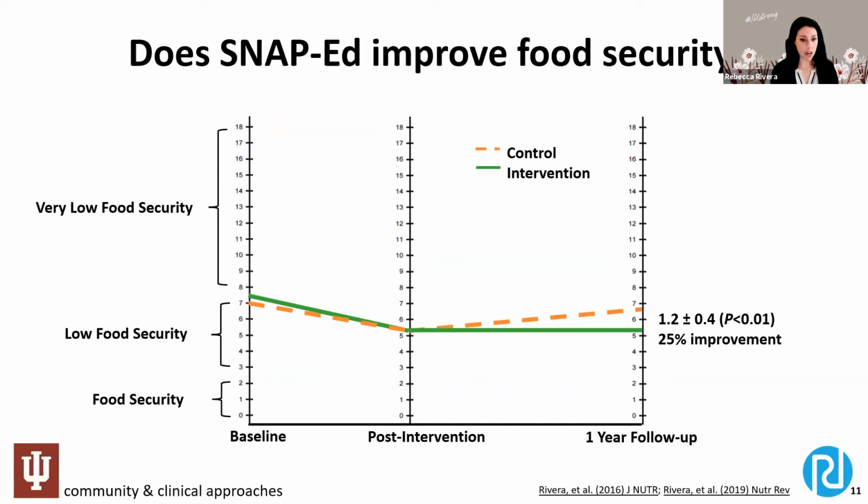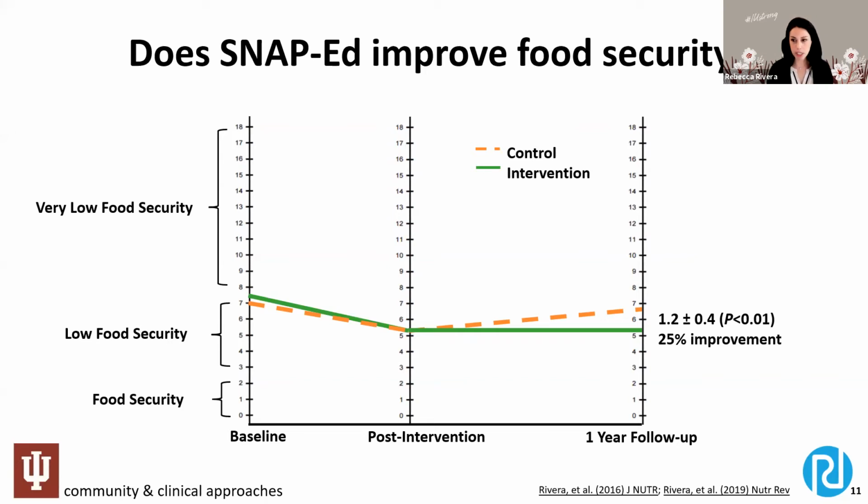But we can see here on the very left side that the study population of people who were interested in receiving education and were also eligible for SNAP, their food security was low. So they were teetering between very low food security, which is the most severe, and low food security. And then we can see over the 4 to 10 weeks, while the intervention group was receiving their education lessons, both groups kind of had an improvement in food security.